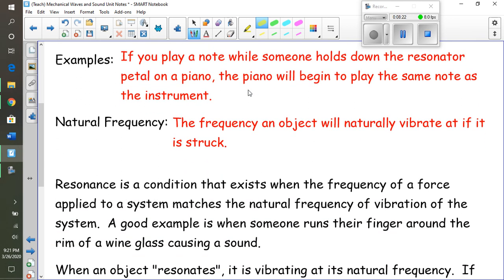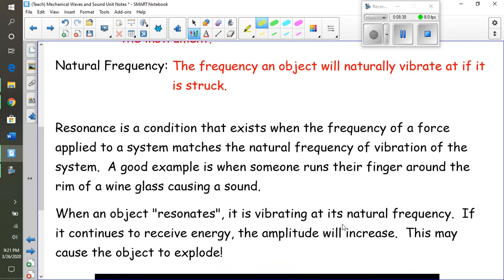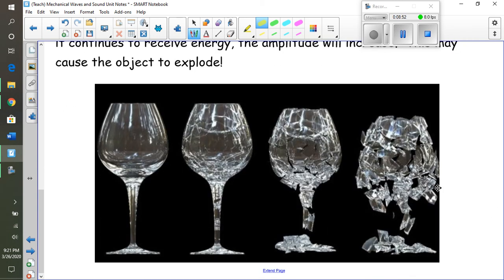So what resonance is, it's a condition. It exists when the frequency of some forced vibration applied to a system matches the natural frequency of that system. Another example is someone running their finger around the rim of a wine glass, causing it to sound. That's a resonance. When an object resonates, it is vibrating at its natural frequency. If it continues to receive that energy, the amplitude increases, and it could potentially cause something to explode. So again, go on YouTube. You can find these examples all over the place.